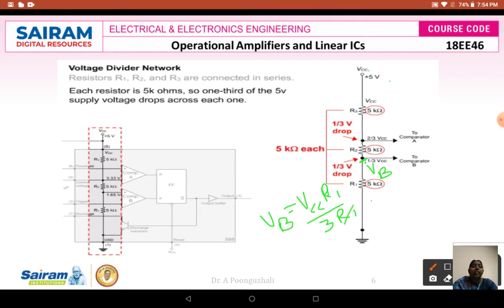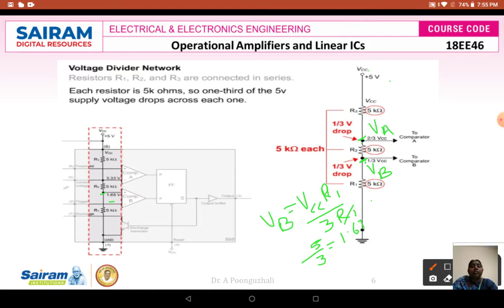That is why we have the comparator B. We can see that the voltage at this point is going to be VCC by 3. VCC is nothing but 5 volts, so 5 divided by 3, which is going to be 1.67. That is the voltage given here, 1.67 volts. And next is to find the voltage at this point, that is nothing but your VA voltage.